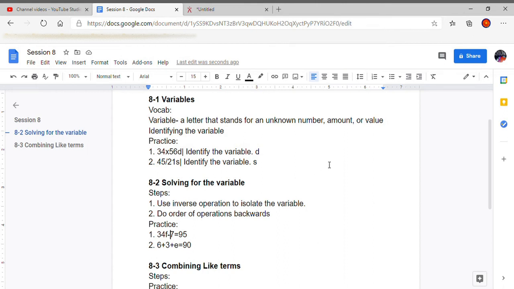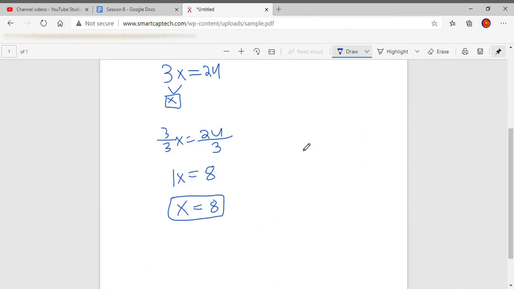Okay, hopefully you paused it and solved, because I will be going over it now. So the first one is 34f minus 7 equals 95. So we use order of operations backwards. We have multiplication and we have subtraction. Usually multiplication would have come first, but we're going backwards, so we would do subtraction first.